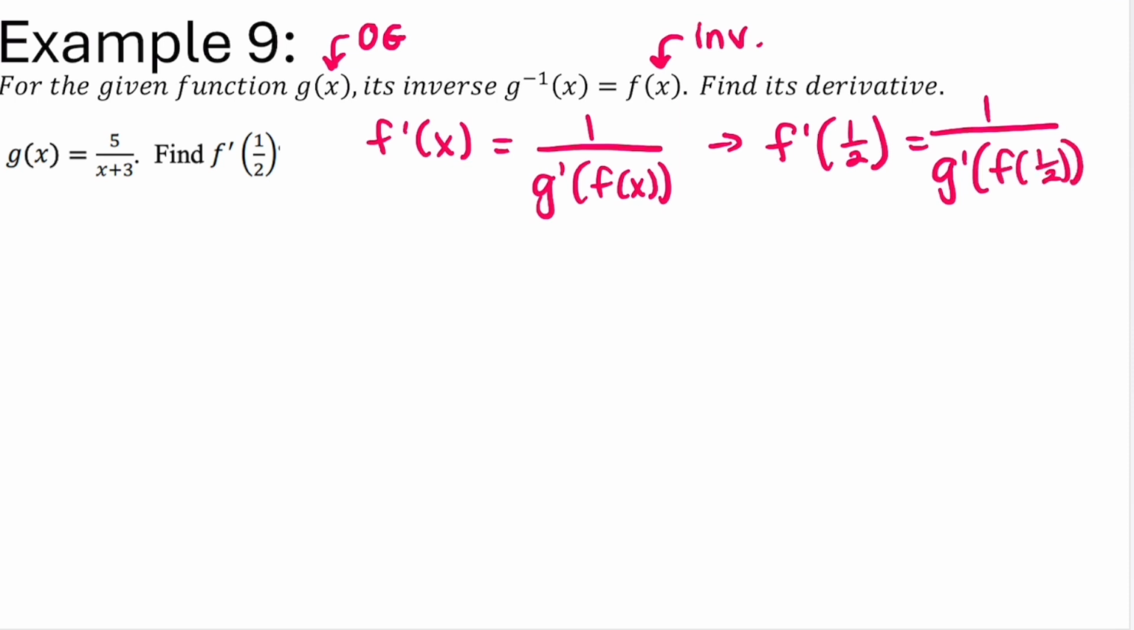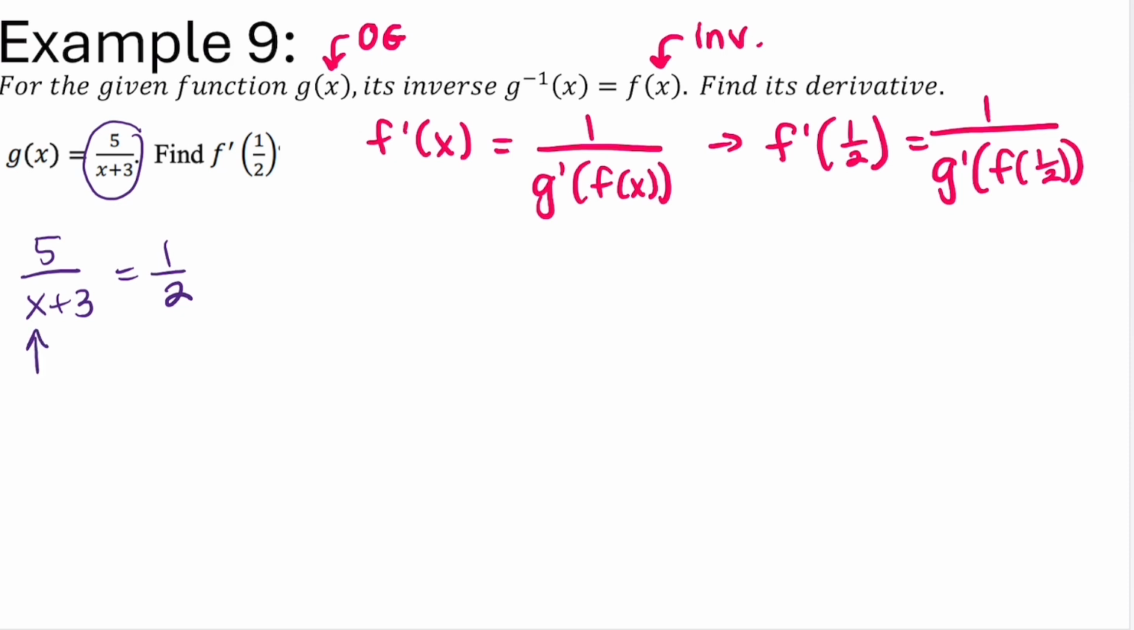Now currently, I don't have any information about f of 1/2. I don't have any information about g of anything, but I do know what g of x is. So here's one that we're going to have to set up similarly to how we did in one of the previous examples where we didn't have the input and the output. But I know that if I'm trying to put 1/2 into the inverse, it was originally an output on the original. So I'm going to take the original function and I'm going to try to figure out what x value would give me an output of 1/2.